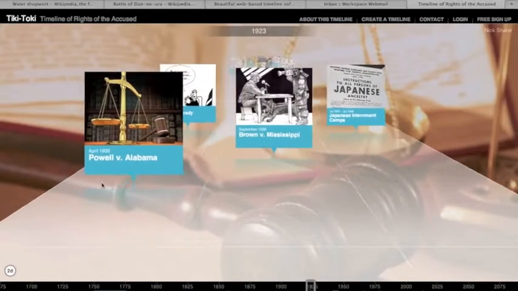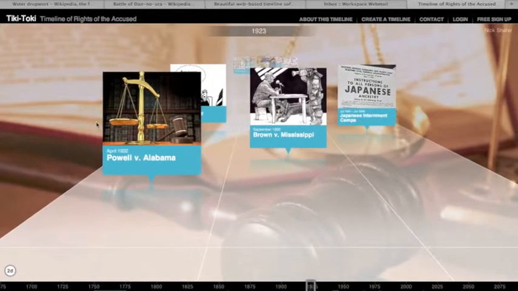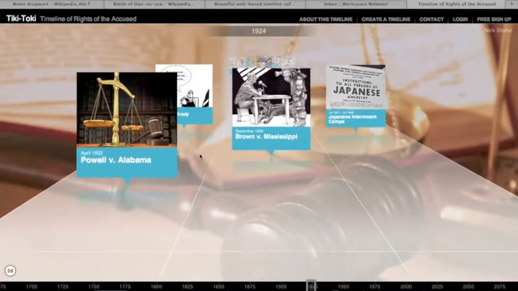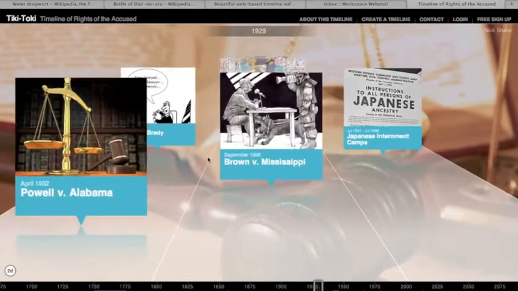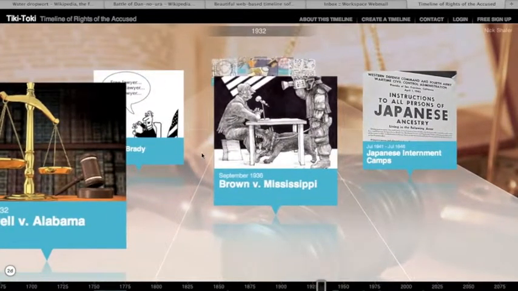Powell v. Alabama partially incorporated the Sixth Amendment right to counsel by requiring states to provide legal counsel in cases of capital punishment. This was overturned later in Betts v. Brady, where they ruled that the states did not have to do that.